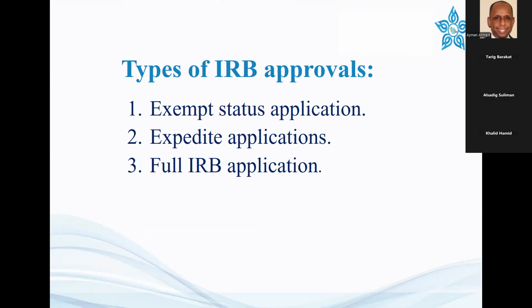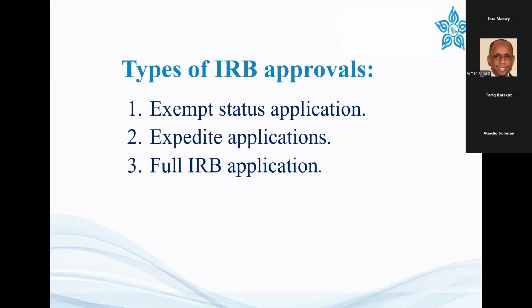There are three categories for approvals. The first and the simplest is an exempt status application, where there is very minimal or no risk. This is usually a study conducted via questionnaire or survey, with no risk to the participants. The second category is the expedited application, where there is very minimal risk, like extracting a blood sample, or taking a mouth swab or vaginal swab, which has a very minimal risk to the participants. For these two types, the exempt status and the expedited applications, approval can be granted by the chairperson of the committee or a subcommittee.